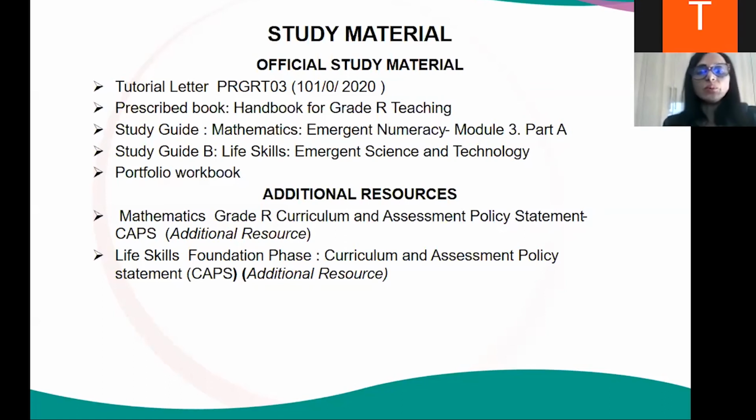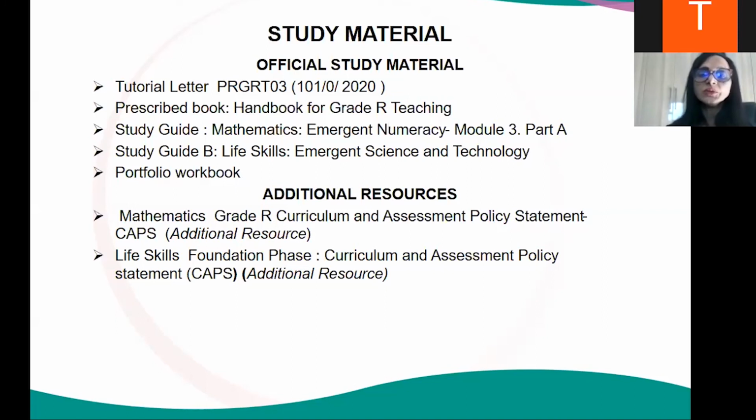So for this module now, you need to have tutorial letter PRGRT03, which is TUT Letter 101. Now, TUT Letter 101 is a very important tutorial letter because it has both your assignments. Next is your prescribed book, which is a handbook for grade R teaching. Now, in this book here, the relevant chapter for this book is chapter 11.